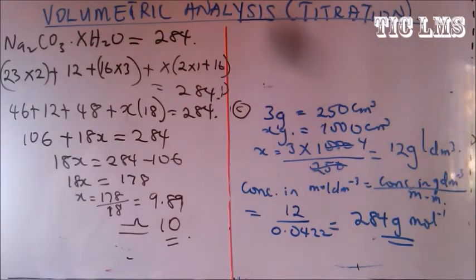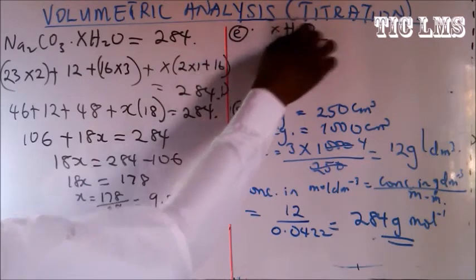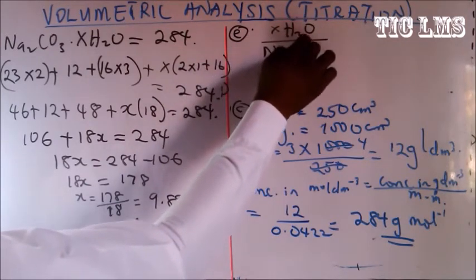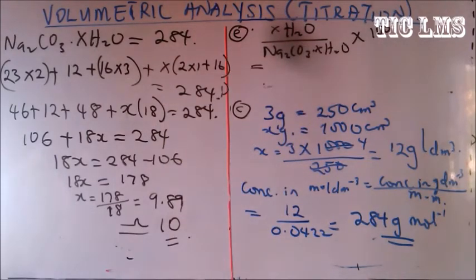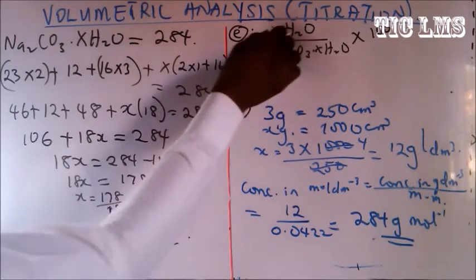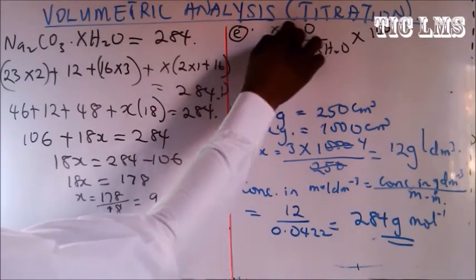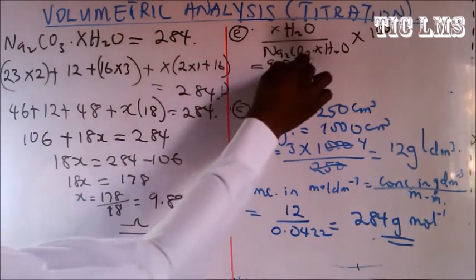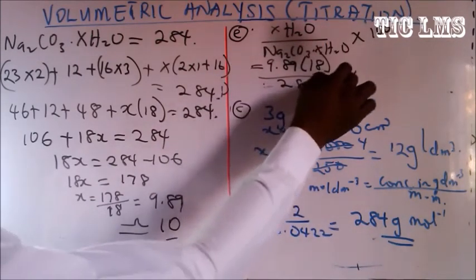Now we are asked to calculate the percentage by mass of water of crystallization. The water of crystallization, which is the E part of this question, is that of XH2O over Na2CO3.XH2O times 100. Here, for the XH2O, we could use 9.89 multiplying the molar mass of H2O, which is 18, over all this, which we calculated over here to be 284, times 100.